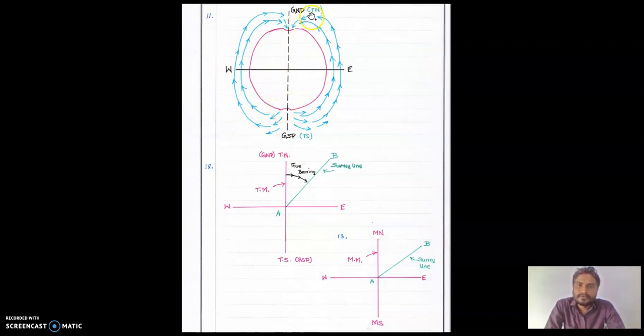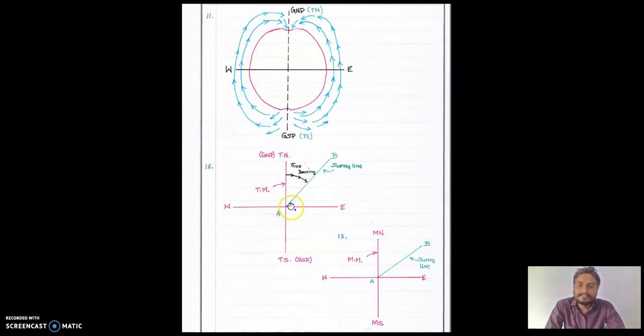So this is true north and this is true south. The axis passing via true north to true south is known as true meridian. See here, picture this line. This is true meridian. Okay. Next, so true meridian here. This is considered as true north, and this is true south, which exactly coincides with our Earth's North Pole and South Pole.